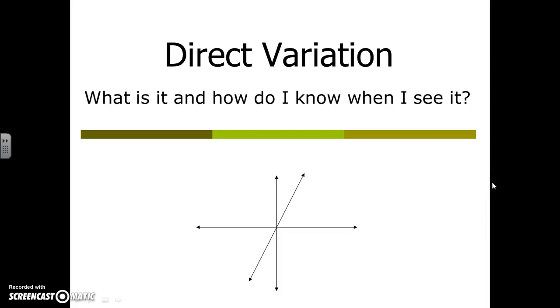Alright, so I'm going to walk you guys through a presentation here on direct variation. By the end of the presentation, you guys are going to know exactly what it is. If you don't have an idea already, you'll have a better idea. And how do you know it when you see it? In a whole bunch of different forms: graphically, in a table, in an equation. And let's get started here.